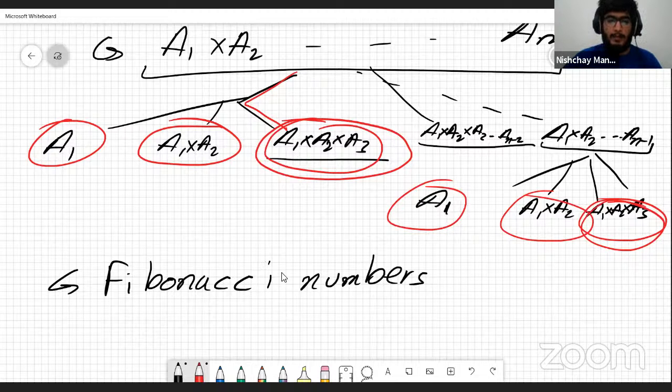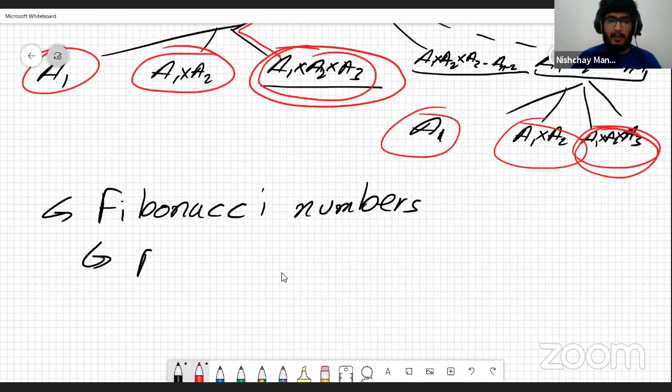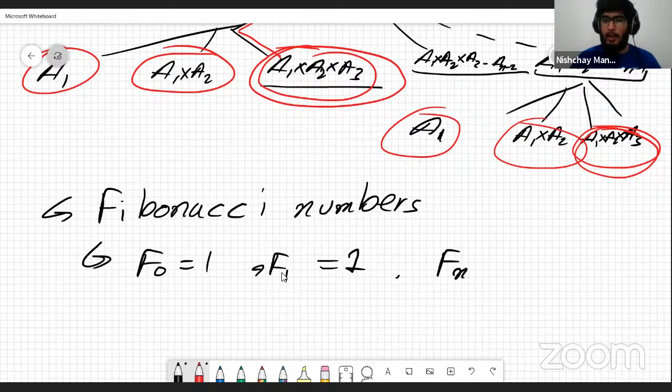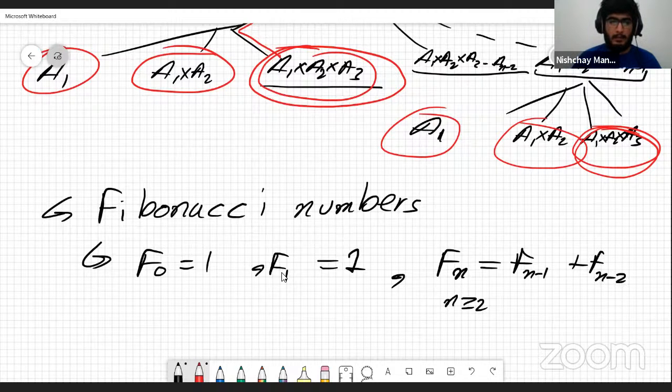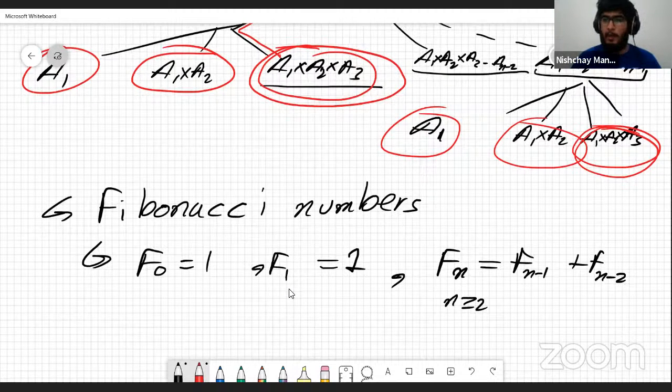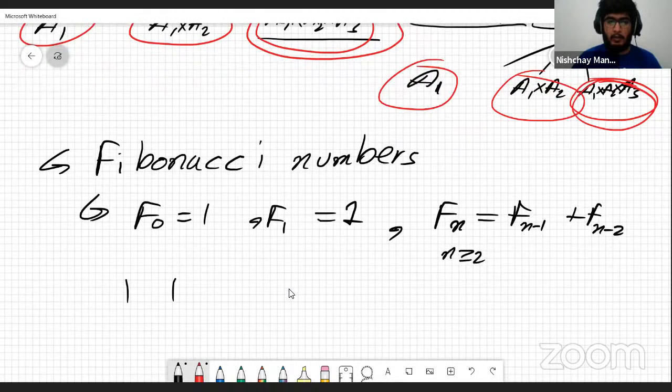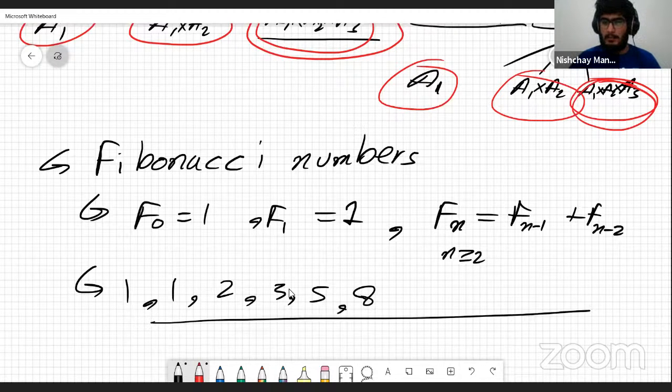Fibonacci numbers are basically, let's say we have f0 is equal to 1 and f1 is equal to 1. And then every Fibonacci number fn, where n is greater than or equal to 2, is nothing but fn minus 1 plus fn minus 2, right? So the Fibonacci sequence is 1, 1, 2, because 1 plus 1 is 2, right? 1 plus 2 is 3, 2 plus 3 is 5, 3 plus 5 is 8. So this is the Fibonacci sequence, right?